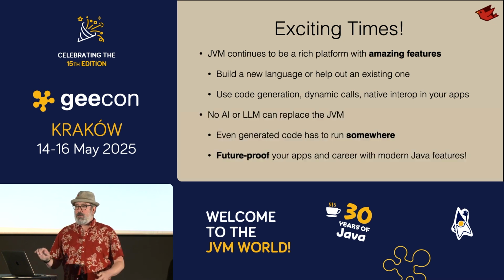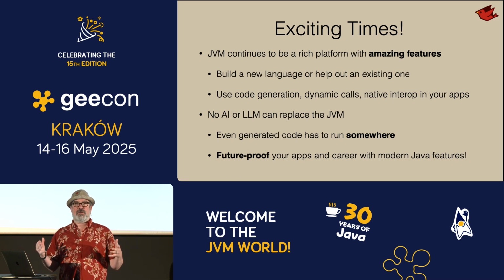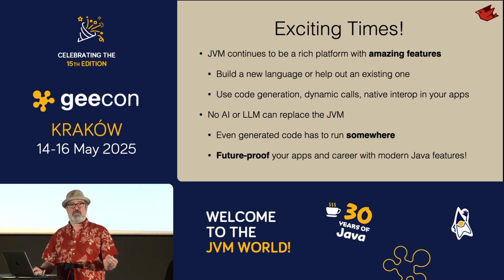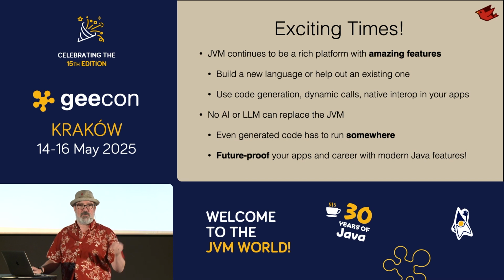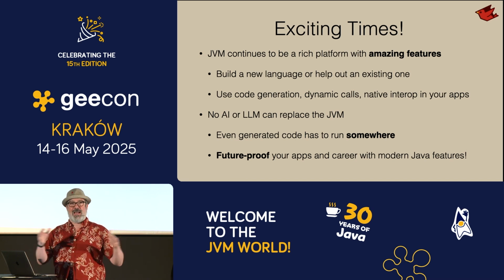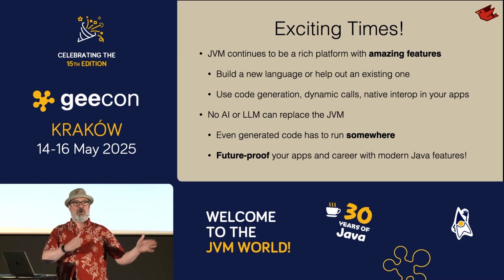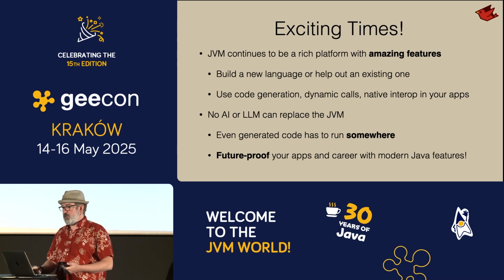And you know, a lot of folks are worried about AI generating all the code. AI is taking all of our jobs. But no AI or LLM can replace what we've got in the JVM. You generate that code, it's still got to run somewhere. And you've still got to know what features are important for your language, for the code that you're generating. Future-proof your career by learning how the JVM works, how all these new features fit into an efficient application, and you'll definitely be able to keep working on some cool stuff into the future.